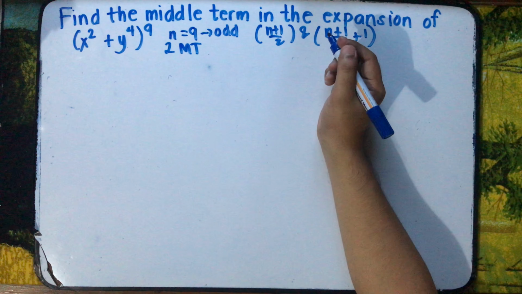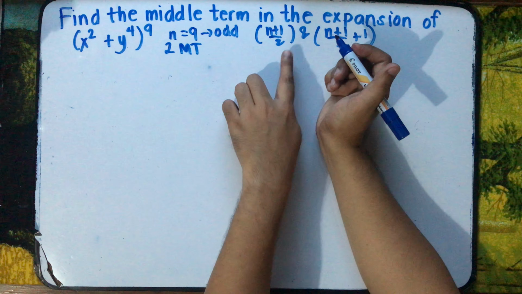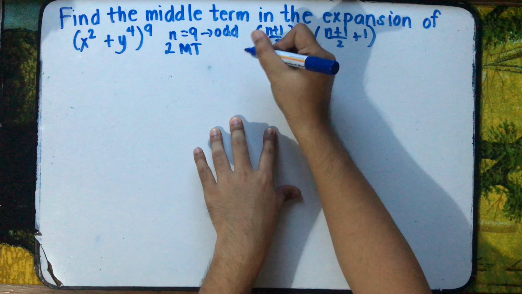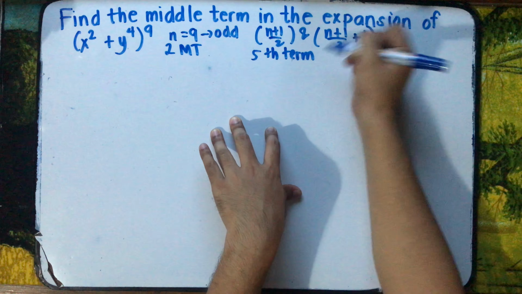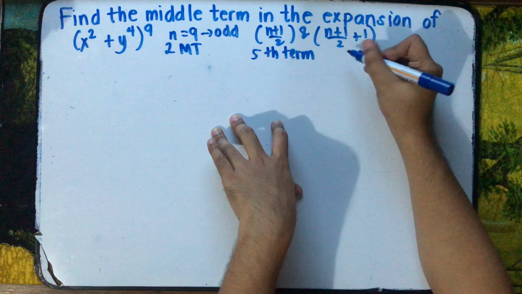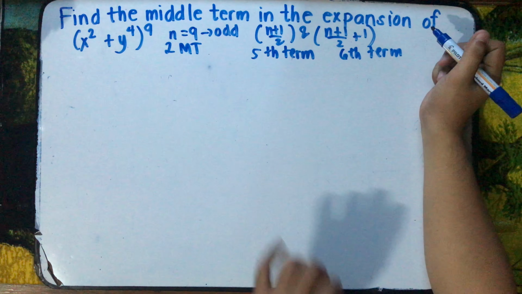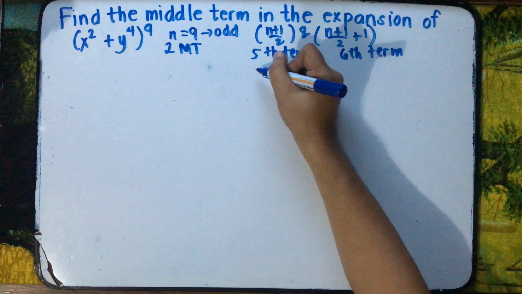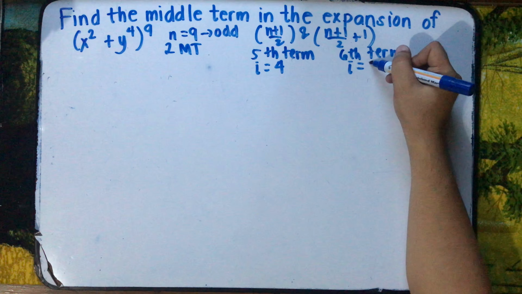And the term position would be 9 plus 1 is 10. 10 divided by 2 is 5. So the fifth term, and n plus 1 is 10 over 2 is 5. 5 plus 1 is 6. And the sixth term. If we are dealing with the fifth term and the sixth term as the middle terms, we could use I is equal to 4 and I is equal to 5.